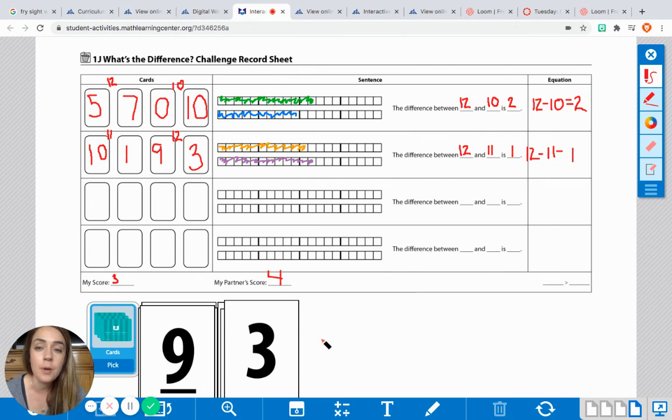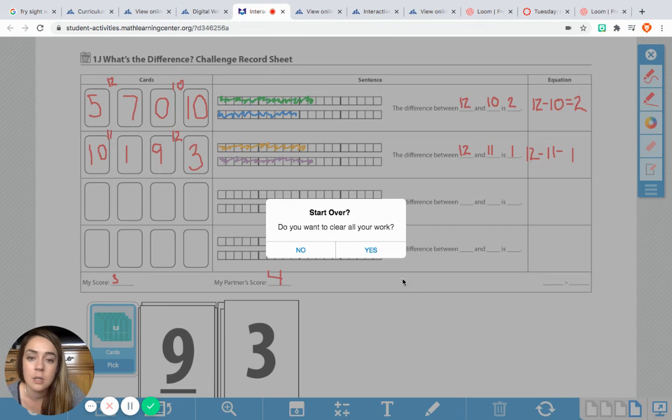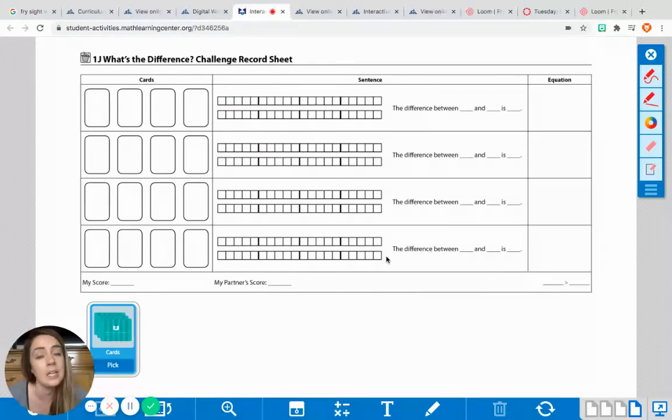All right, I hope you have fun playing this game. Play it as many times as you want. I would play it more than once because otherwise you're only solving 2 problems. So to reset the whole game board, you'll go down to these arrows. Do you want to clear all your work? Yes. And then it's a clean game board for the next time you're playing. So have fun.